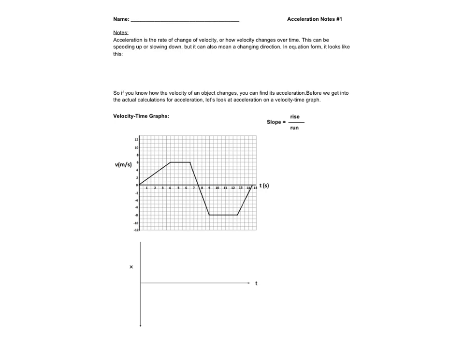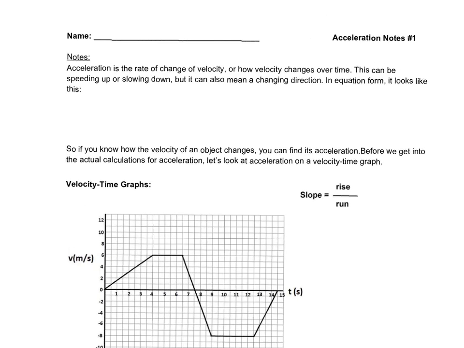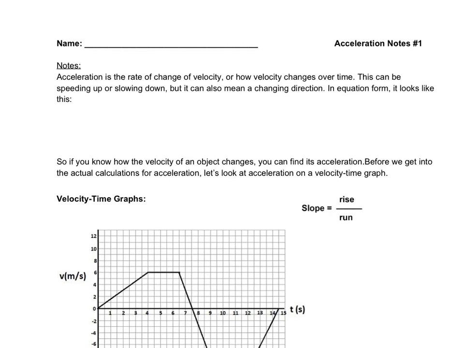Hey everybody, today we're going to start looking at acceleration. Previously we've been looking at constant velocity, but acceleration is actually a changing velocity. Acceleration is defined as the rate of change of velocity, or how velocity changes over time, which can mean speeding up or slowing down. But because velocity is a speed or rate of motion and a direction, acceleration is also defined as a changing direction. So it could be any of those three things: speeding up, slowing down, or changing direction.